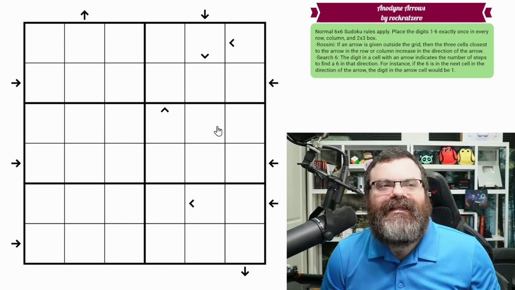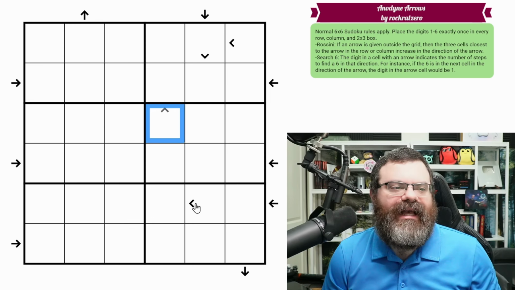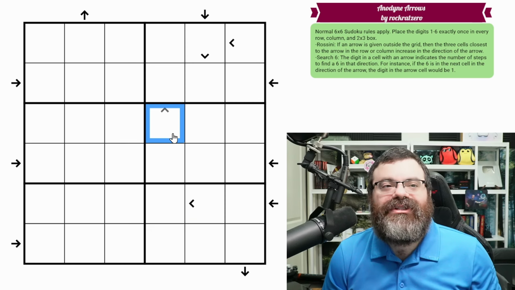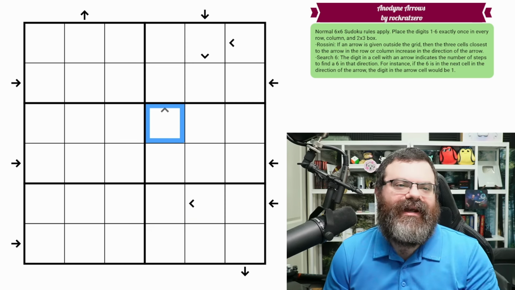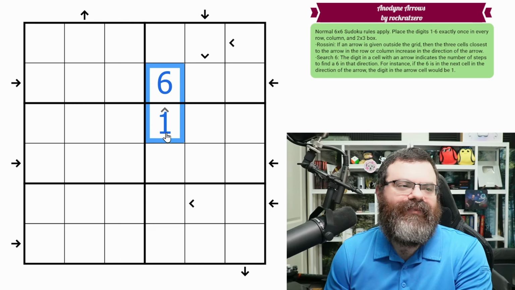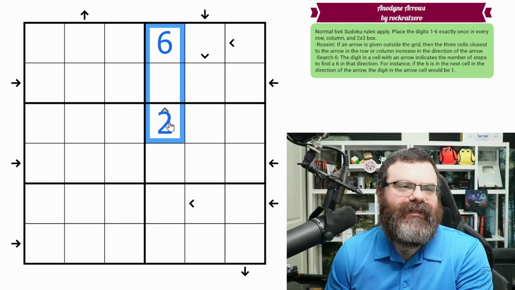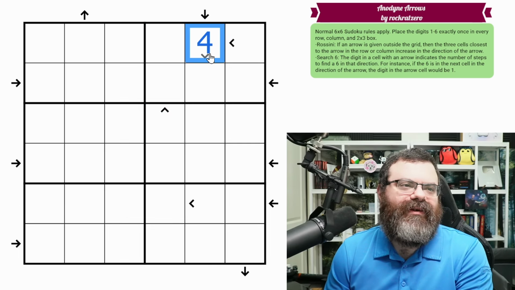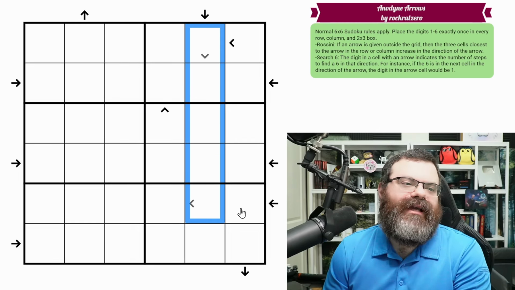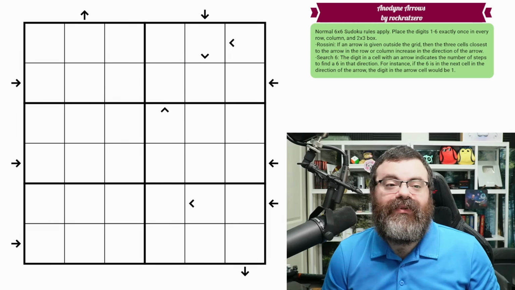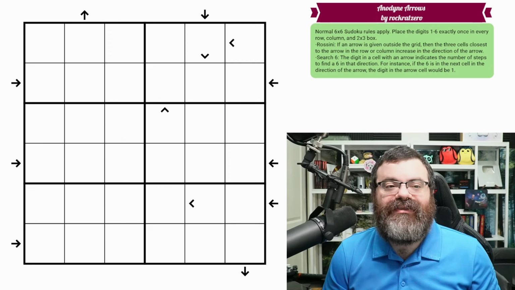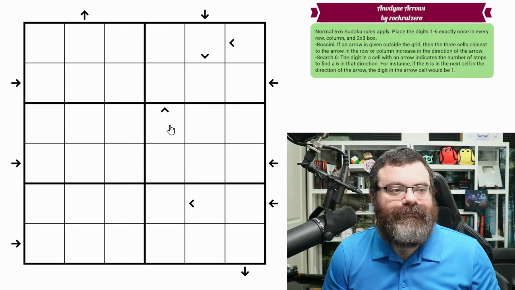All right. And in addition to that, we do have some different kind of arrow in cells here. These are search 6 arrows. So they indicate the number of steps to find the 6 in that direction. So if this was a 1, the 6 would be here. If this was a 2, the 6 would be here. If this was a 4, then you count 1, 2, 3, 4, and the 6 is there. All right. And that is it. Those are the rules. There's a link in the description if you'd like to try the puzzle yourself. And I'm going to get started right now.